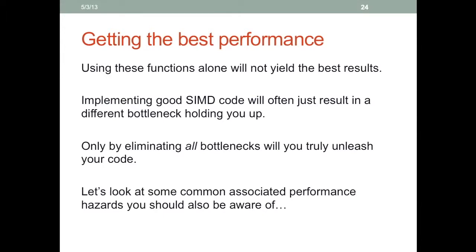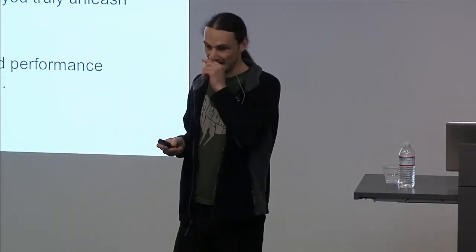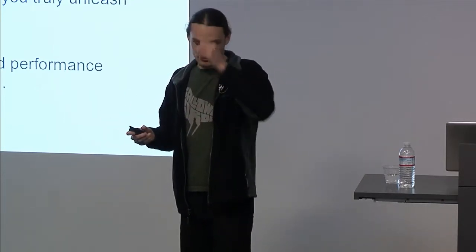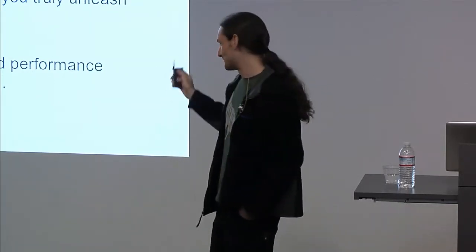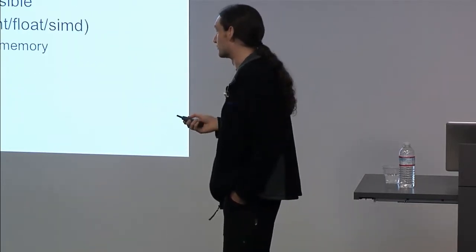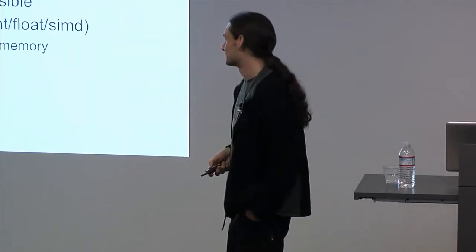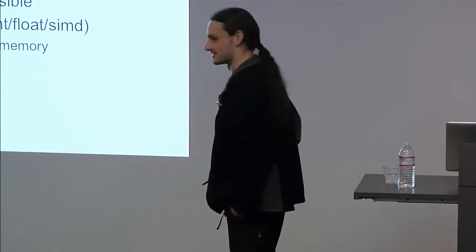So this may not strictly be SIMD related, but I wanted to go through some really common hazards that come up once people start using SIMD. The typical approach is that people will get excited about SIMD, they'll implement it, and then they'll go, my code's exactly the same. It doesn't run any faster. It might even be slower. It always happens. So you need to be aware of all other associated hazards, otherwise you won't really see any improvements.